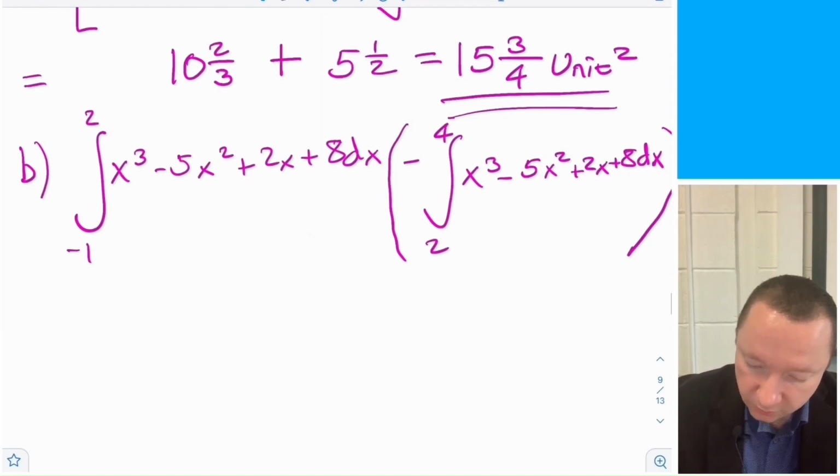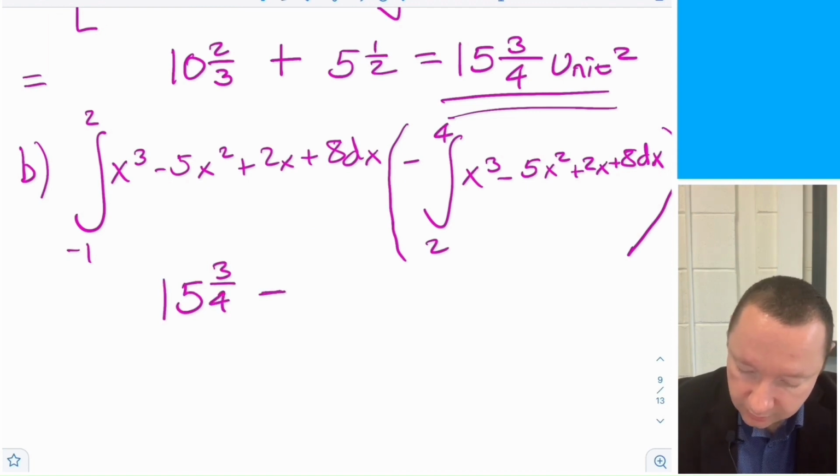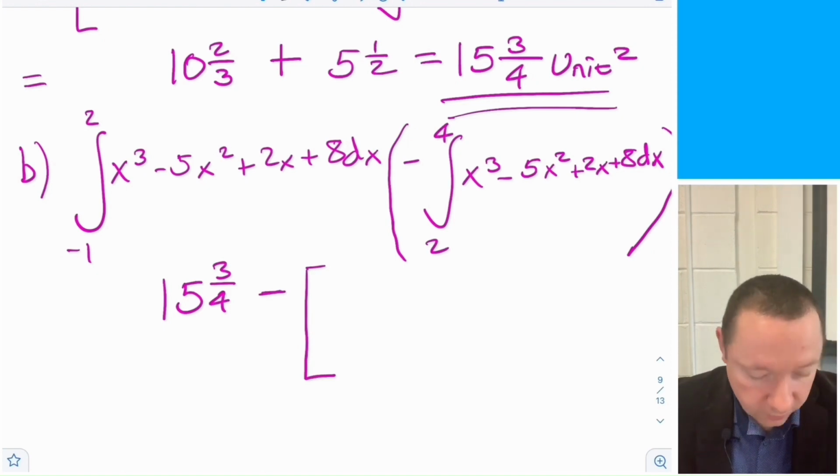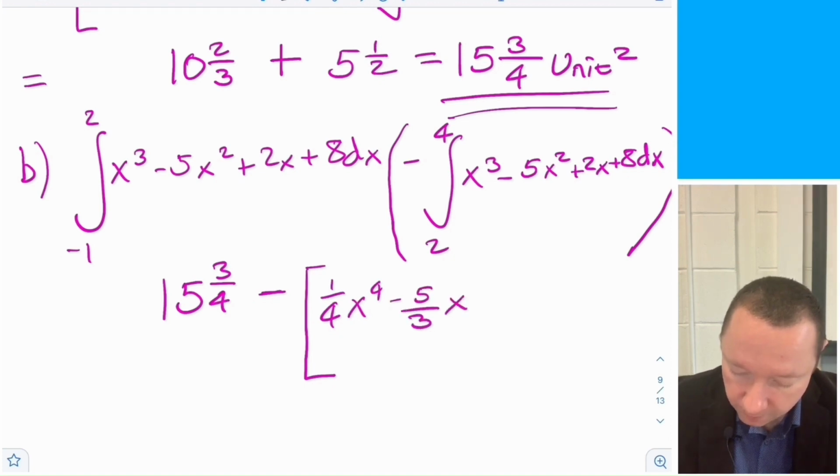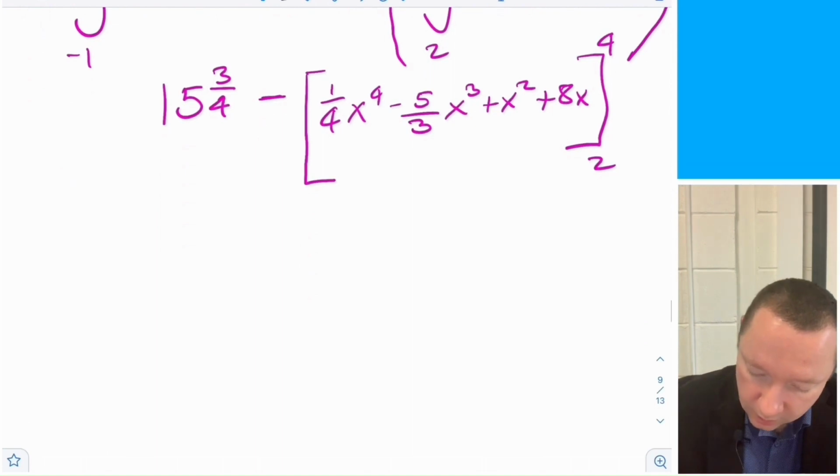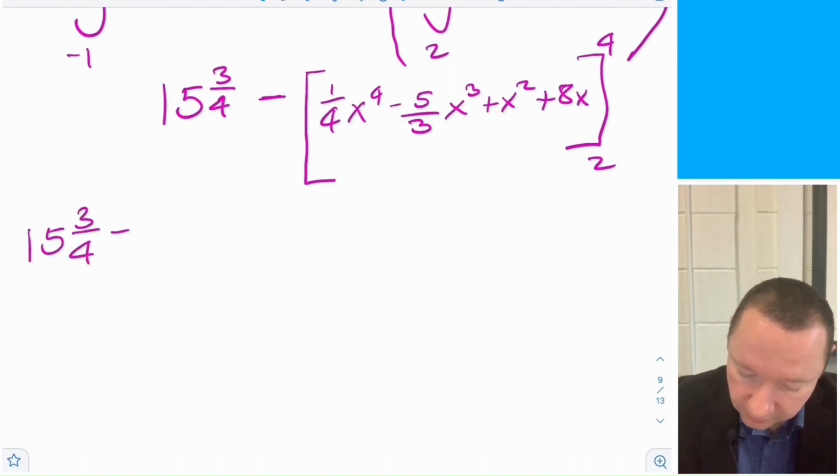So that gives us 15 3/4 minus, let's just start integrating now. We already know the answer to that, so there's no extra work required. It's a quarter x to the 4 minus 5 over 3 x cubed plus x squared plus 8x, and that's between 2 and 4. So keeping that 15 3/4 just floating about, minus, let's just use big brackets.